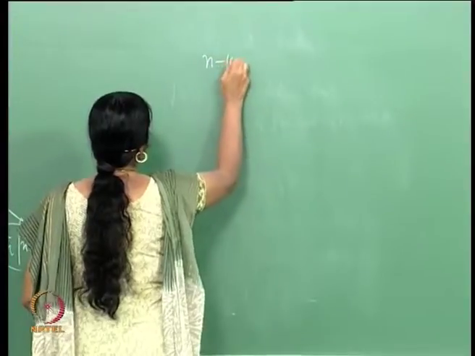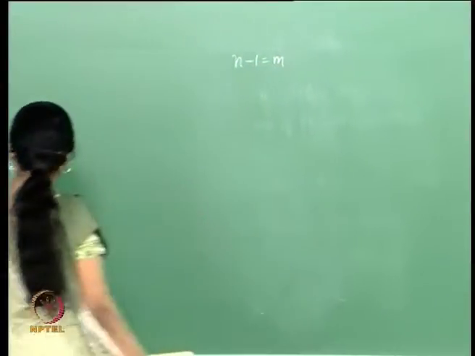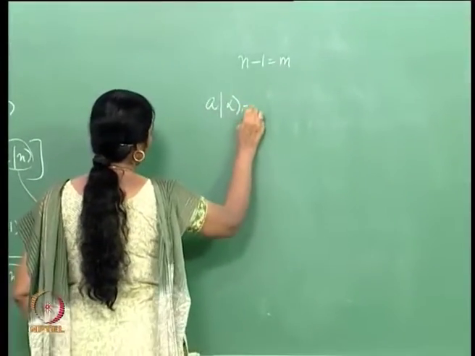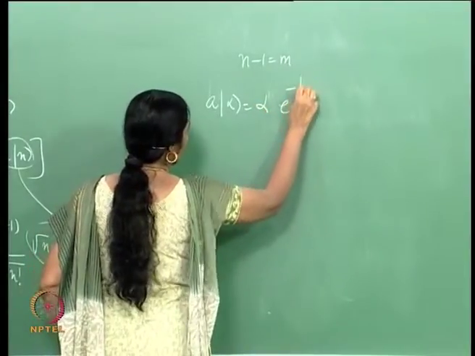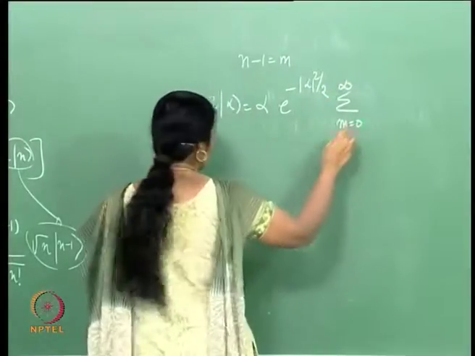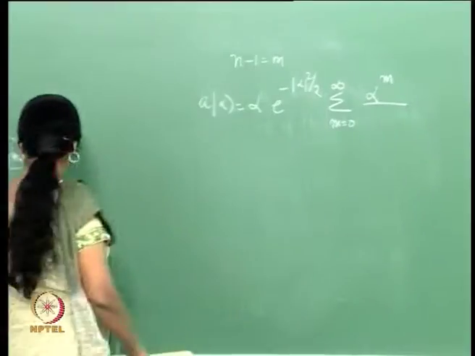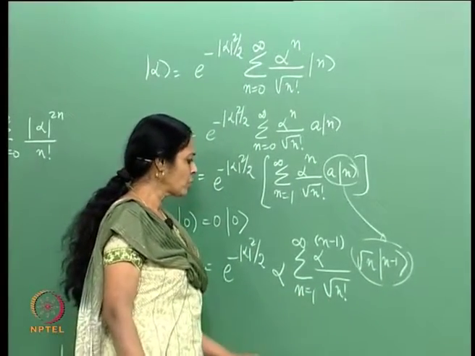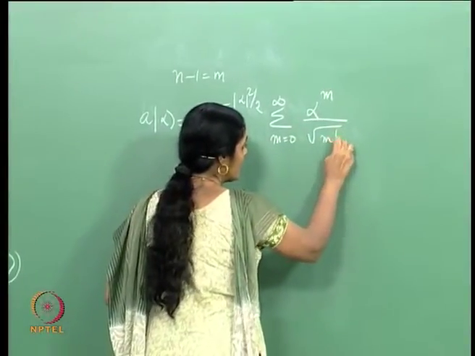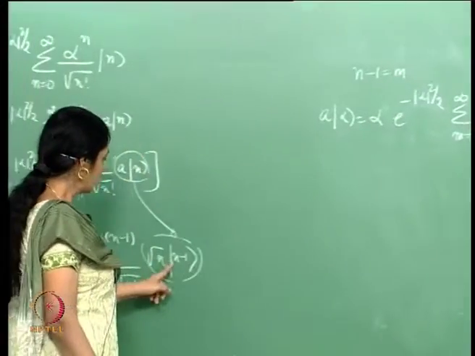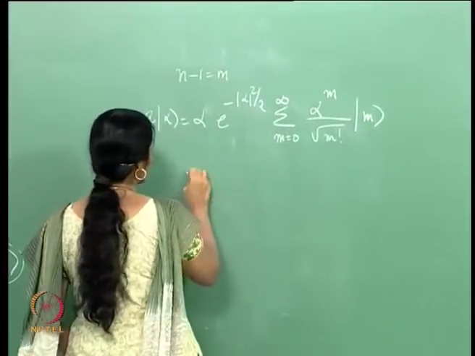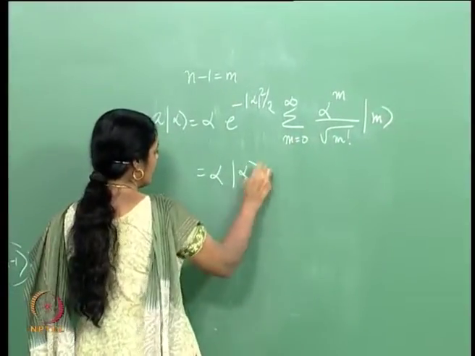I can replace n minus 1 by m, so that the summation goes from m equals 0 to infinity, and therefore, A acting on ket alpha is alpha e to the minus mod alpha squared by 2, summation m equals 0 to infinity alpha to the power of m, because there is a root n there and a root of n factorial here, gives me a root of n minus 1 factorial in the denominator, which is the same as root m factorial, and that is a ket m. But this is the same as the coherent state ket alpha.